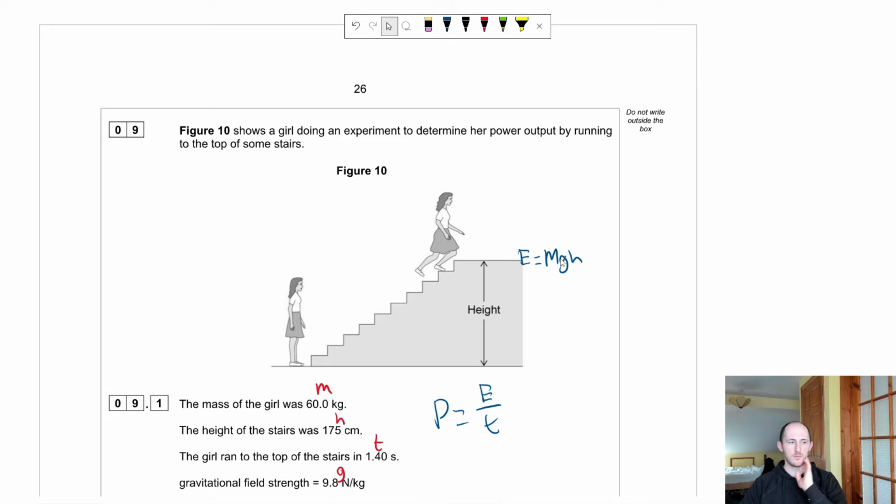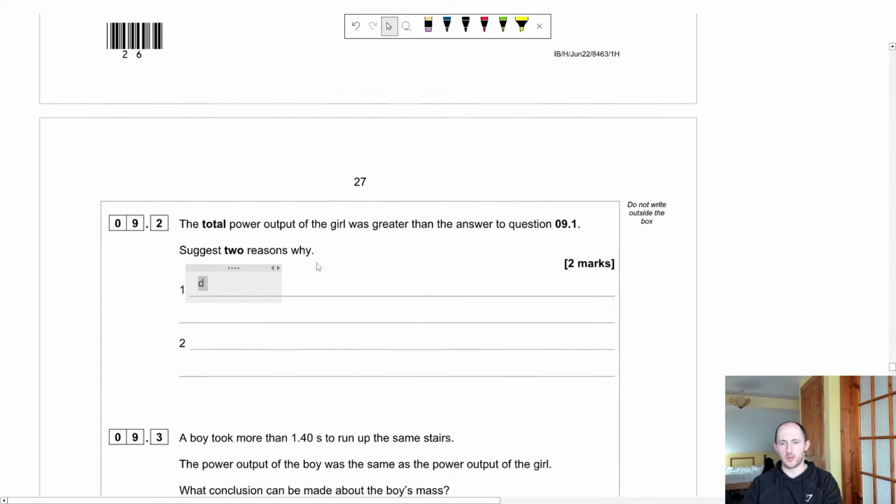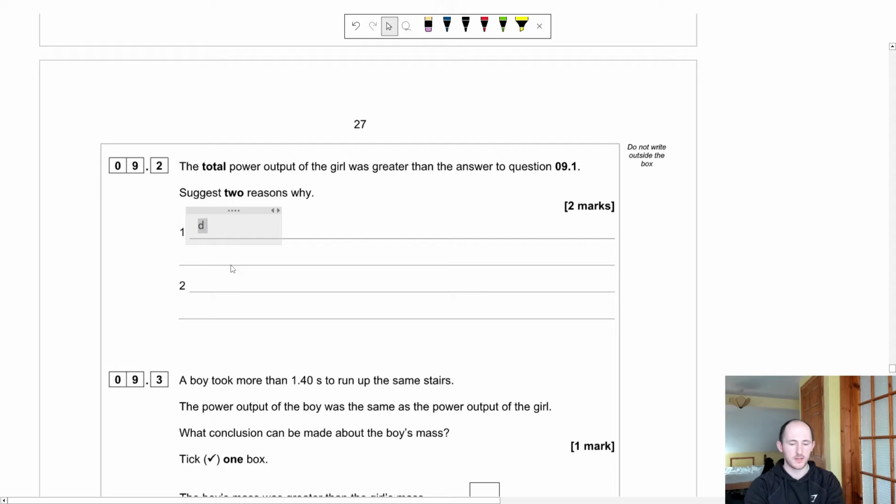She's also using, first of all, kinetic energy, but also thermal energy. What happens if you run up a flight of stairs? You get a bit hot and sweaty. That's thermal energy. But also you need to move to do it, right? You don't just stand at the bottom of the stairs and teleport to the top. You have to move in order to do that. So some of her energy is actually not gravitational potential, it's also kinetic and thermal. So that's the 2 different reasons why. So the girl increased her kinetic energy as well as gravitational potential energy.